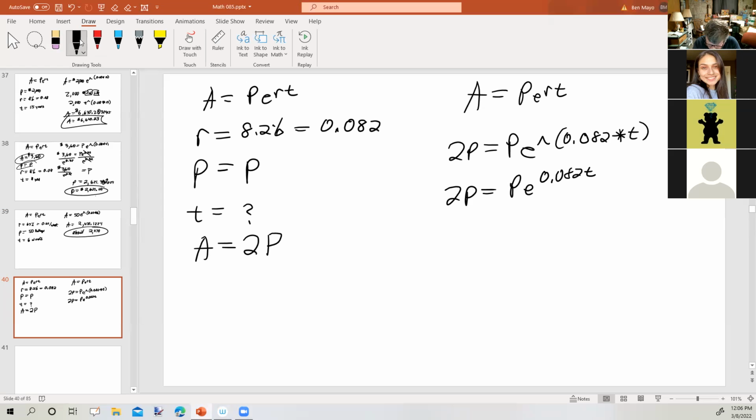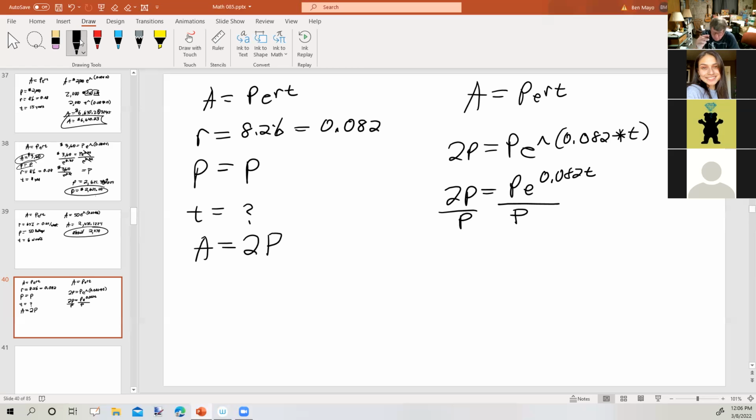Now, what am I trying to solve for? I'm trying to solve for t. Can you see that I could divide both sides by p? I don't know what p is, and I've got to be careful that I'm not dividing by 0, but if the initial population was 0, how would it double? So it can't be 0. Doesn't make any sense, right?